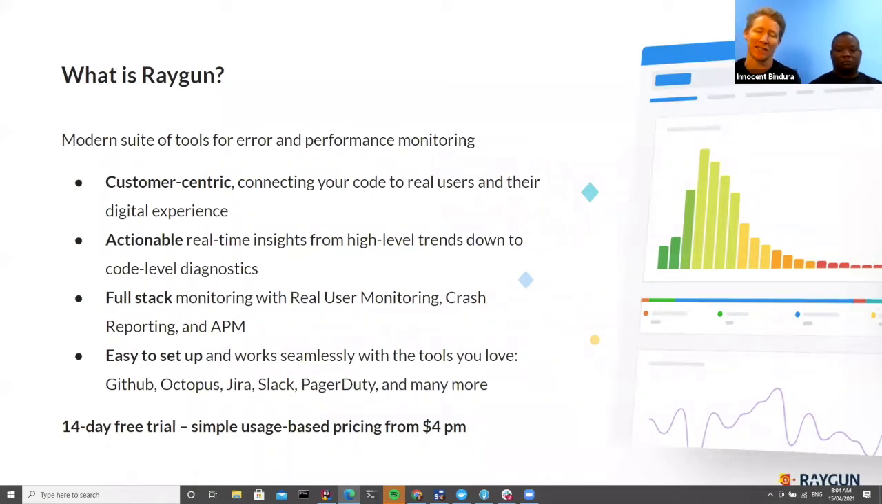We've got 3 products. As I mentioned, we're going to talk about real user monitoring and crash reporting mostly, but we also have APM, which is more server-side performance monitoring, and easy to set up and works seamlessly with the tools you love. We're probably not going to dive into too many integrations today, but we do have a bunch: GitHub, Octopus, Jira, Slack, PagerDuty, many more, so you can work with the tools you already use. And for folks that aren't customers, jump in, 14-day free trial, simple usage-based pricing from $4.